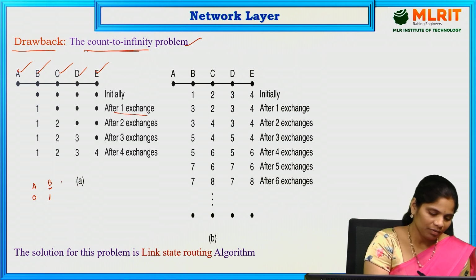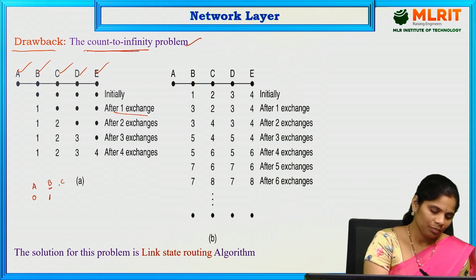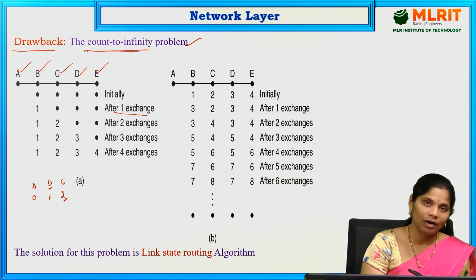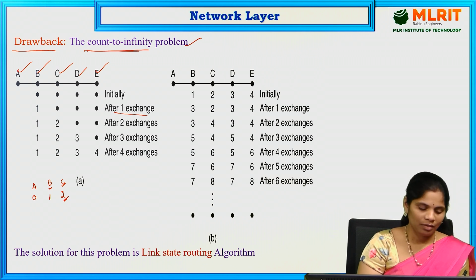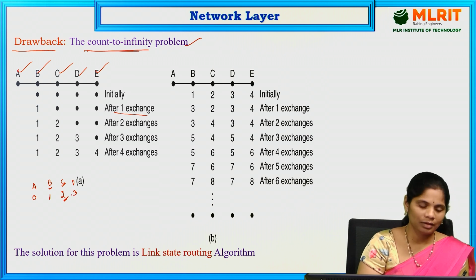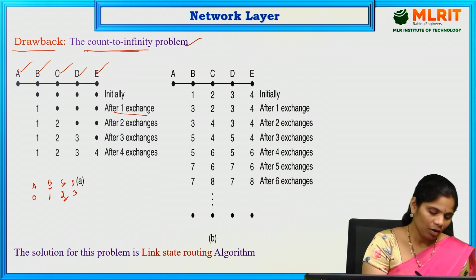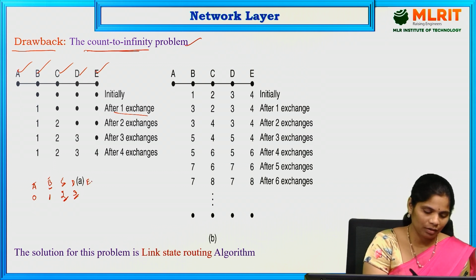Afterwards C is coming. After B, C comes. Before C, 2 routers are there, so C writes 2. Next, D comes. D writes 3, because before D there are 1, 2, 3 routers. So here we have to write 3. Like that, suppose E comes.